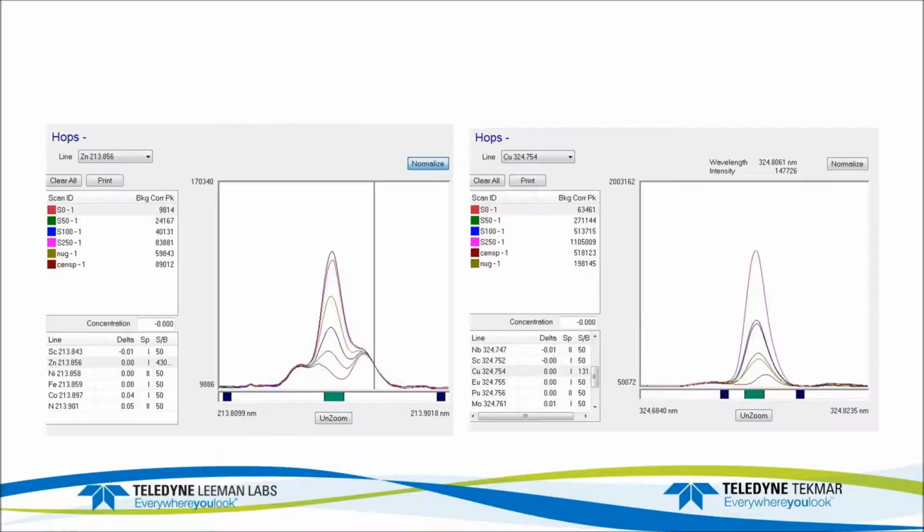Another thing to point out is all the data here is stored so that a user can come back and make modifications to the data, change background correction points, change the peak location, change the curve fit, concentrations of standards, and go ahead and recalibrate or recalculate data without having to rerun the sample.